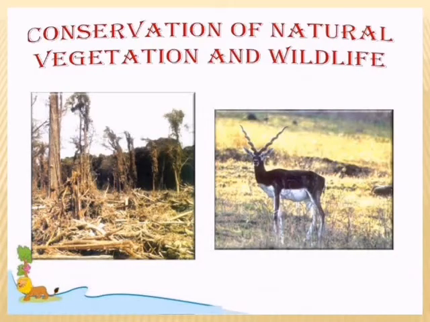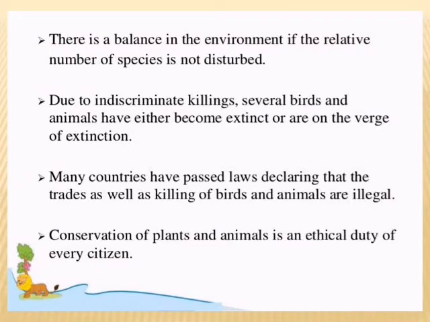Here comes the problem of the protection of natural vegetation and wildlife, because we human beings are getting many things from plants and animals. How can we protect natural vegetation and wildlife? There is a balance in the environment if the relative number of species is not disturbed. Due to indiscriminate killing, several birds and animals have either become extinct or are on the verge of extinction. Many countries have passed laws declaring that the trade as well as killing of birds and animals are illegal.